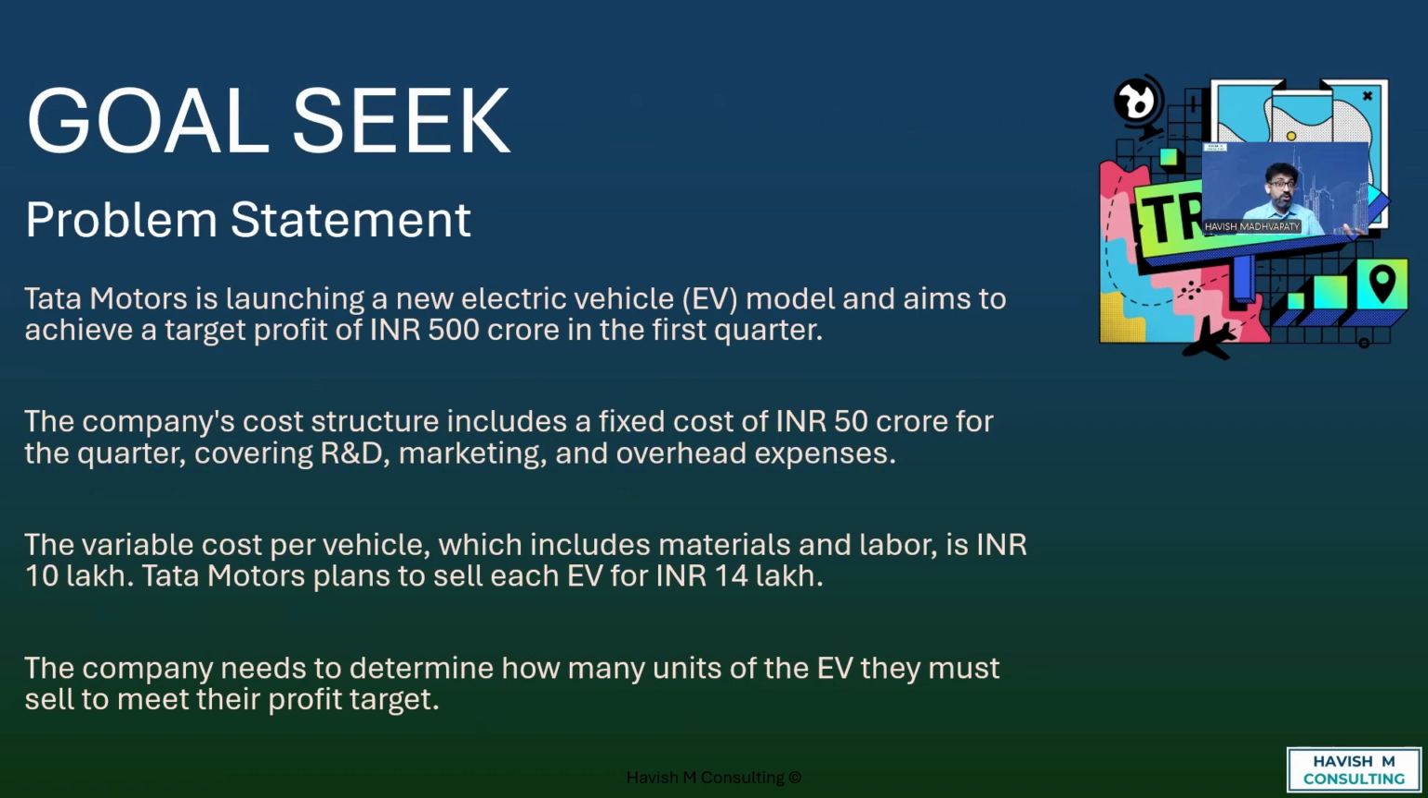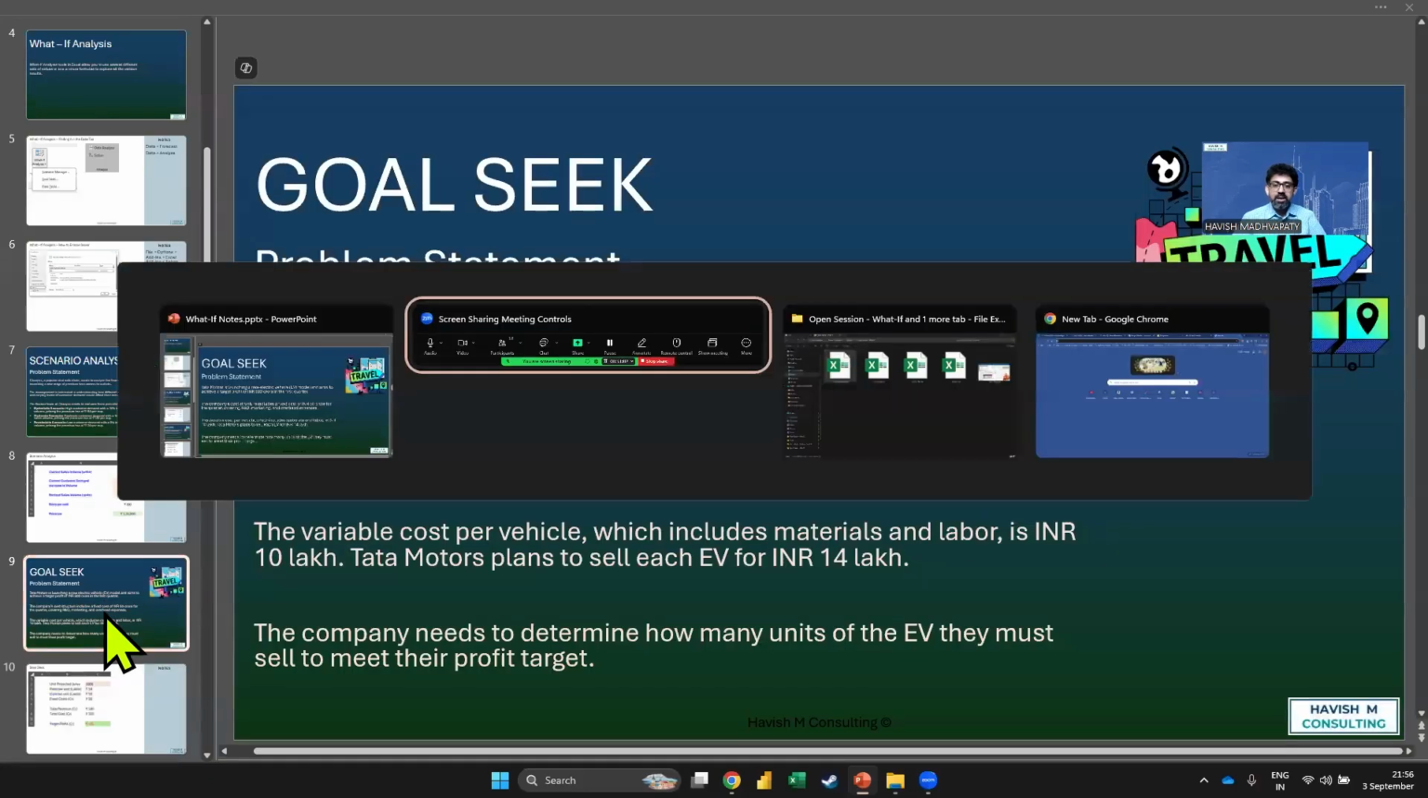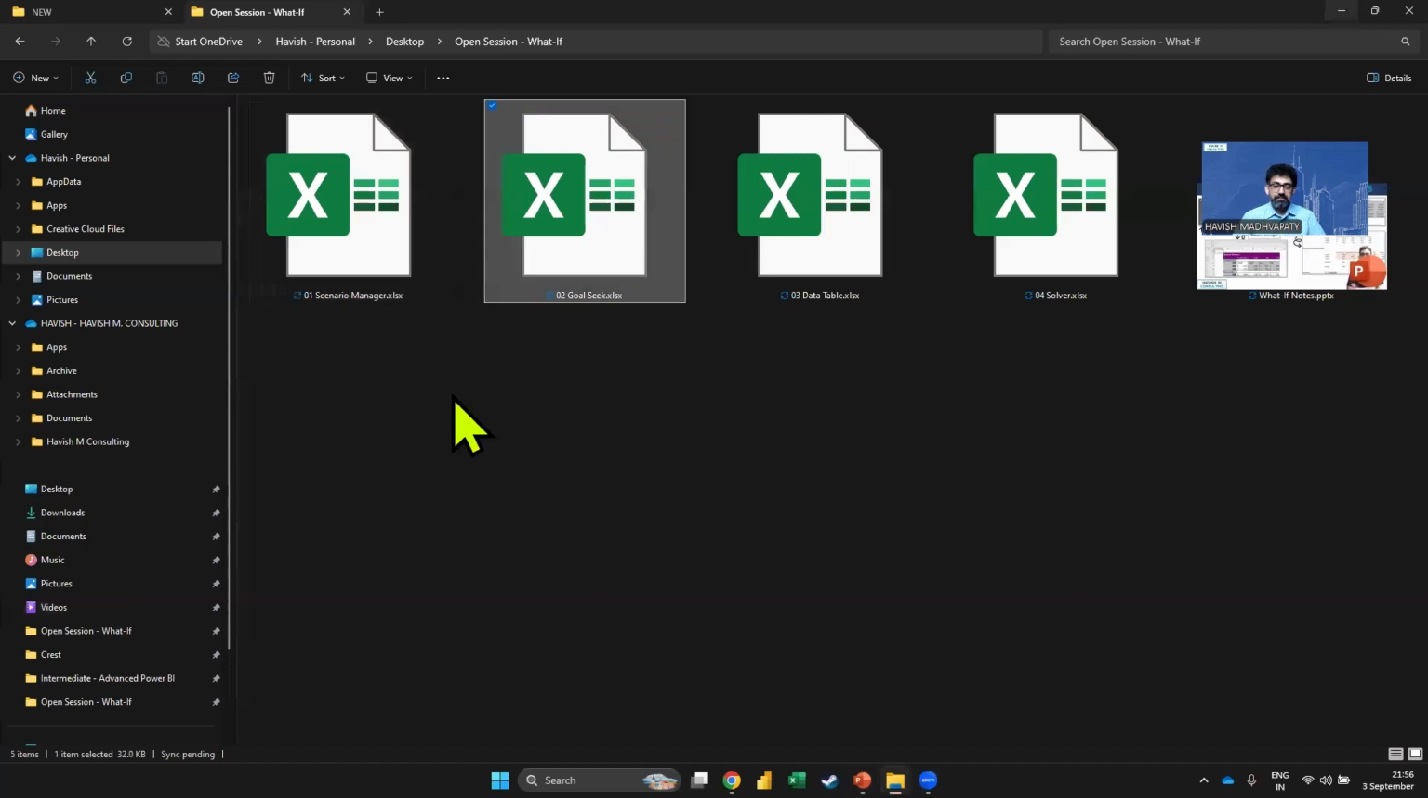But remember, there is a fixed cost as well. So don't just think that, oh, they're earning 4 lakh on every vehicle. After all, you also have to recoup your fixed cost. So they want to understand that if they're targeting 500 crore as their targeted profit, how many units do they need to sell? First, the break even to be able to earn back the 50 CR. And then every additional unit that they're selling, they'll be earning an extra 4 lakhs on it, right? So this is our problem statement.